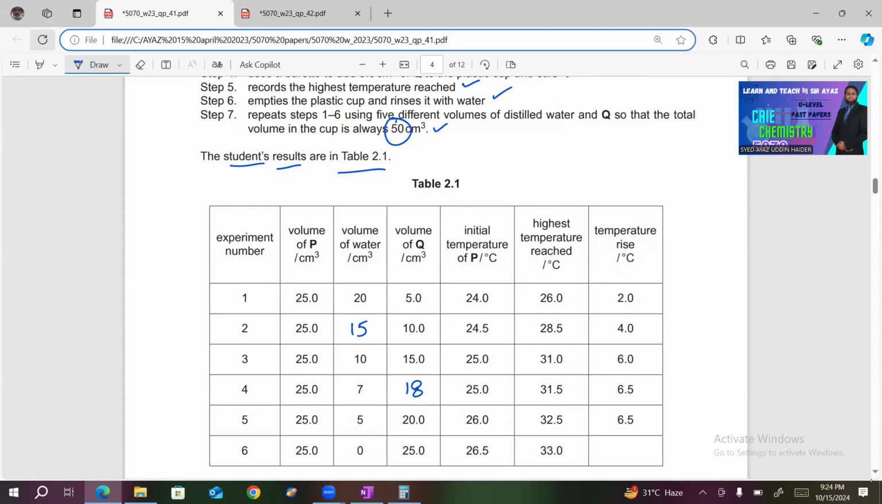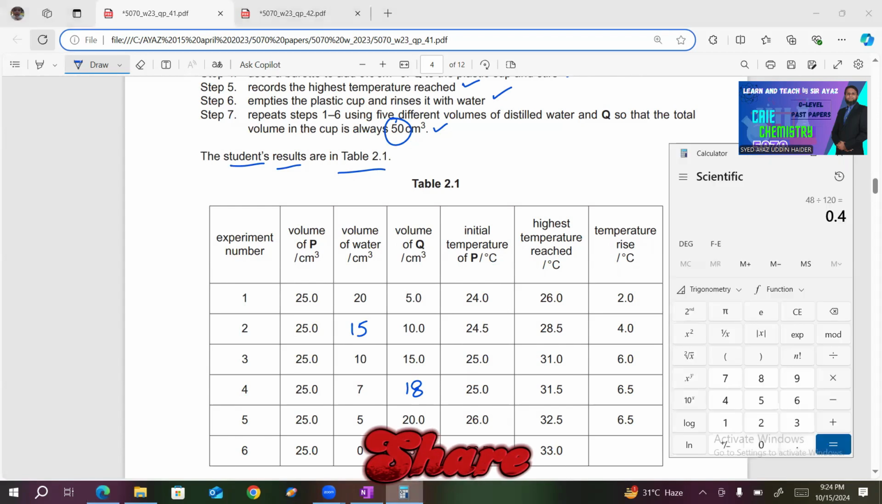The temperature rise for experiment number 6, 33 minus 26.5. 6.5.